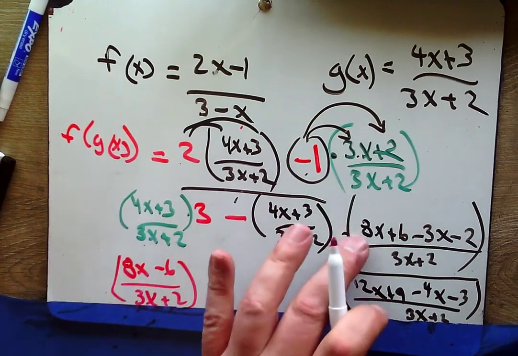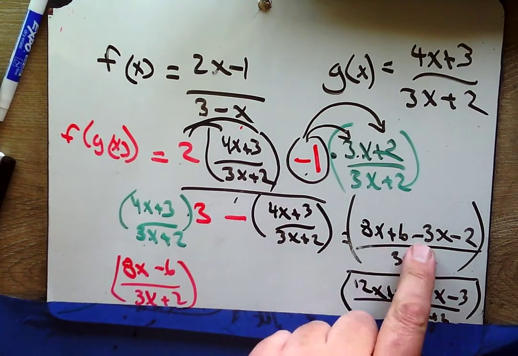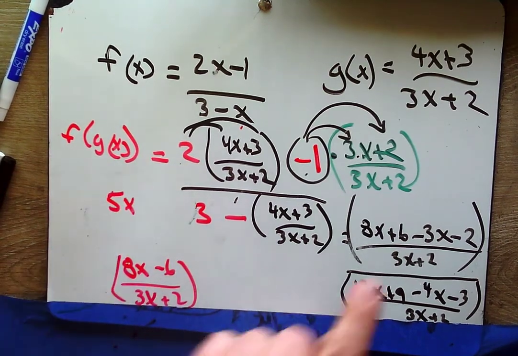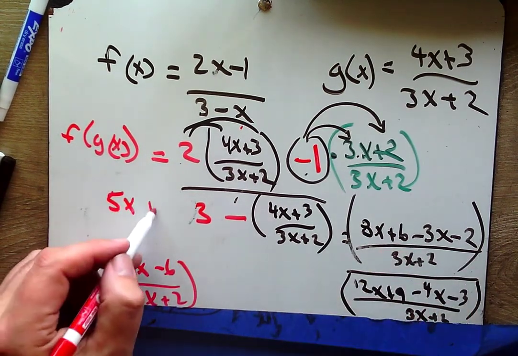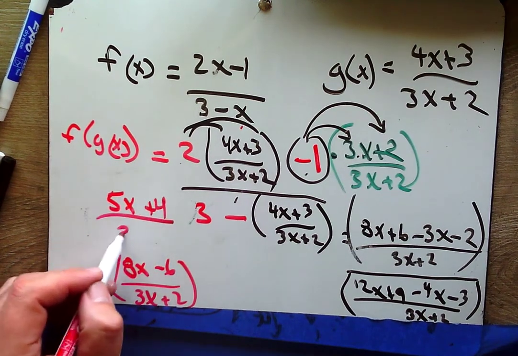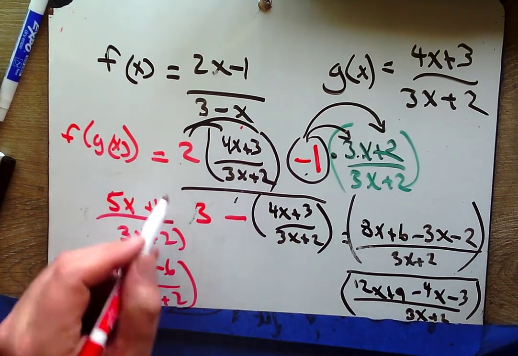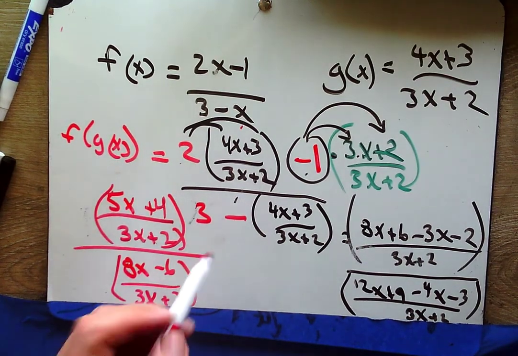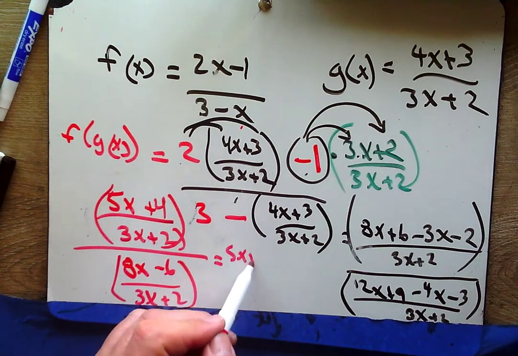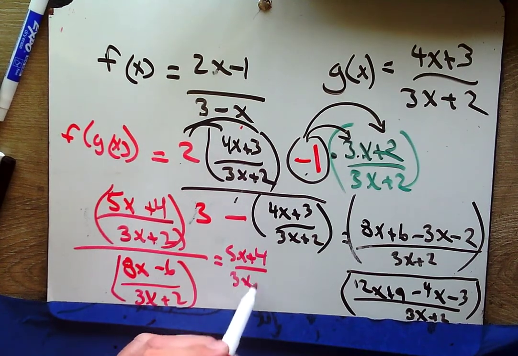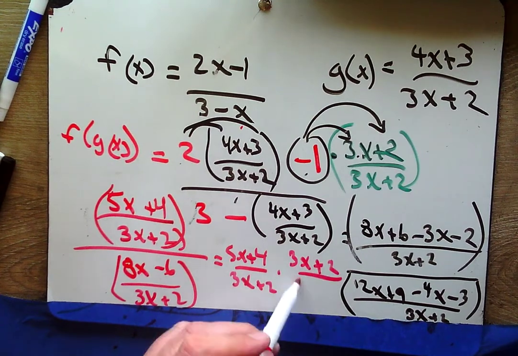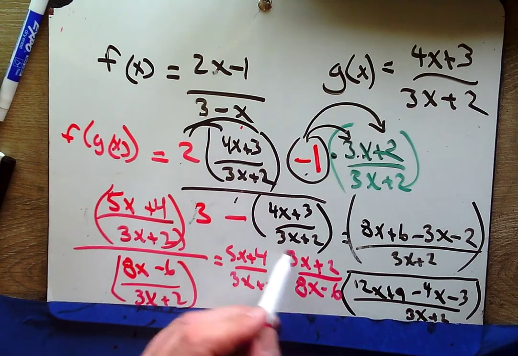But what about up here? Well, 8x minus 3x, that's going to be 5x, and 6 minus 2 is 4. This is also over 3x plus 2. And so now I'm going to flip and multiply. What does that give me? 5x plus 4 times 3x plus 2 over 8x minus 6.